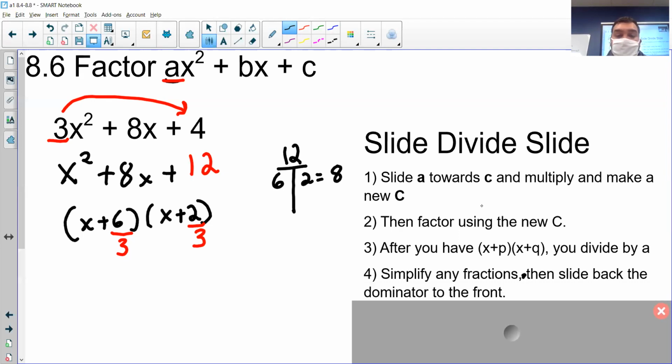Let me make this as a separate step, actually. No, we'll keep it the same step. So simplify any fractions. Then slide back any denominators to the front. So we'll see what that looks like.